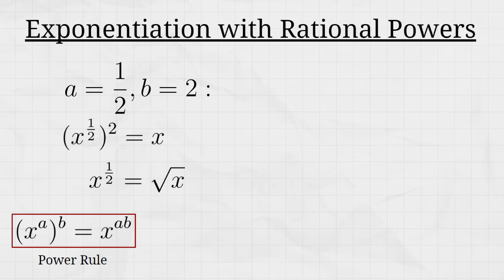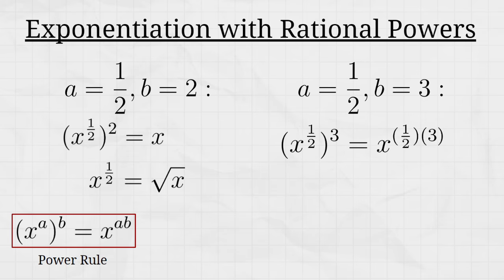But what about other fractional exponents? Well, we can make use of the power rule again. This time, let's set a equal to 1/2 and b equal to 3. We can now replace x to the 1/2 with the square root of x as we just found, and now we have that x to the 3/2 is equal to the square root of x cubed.